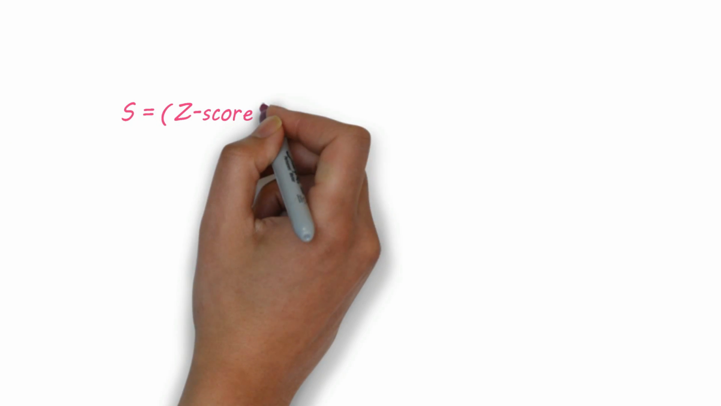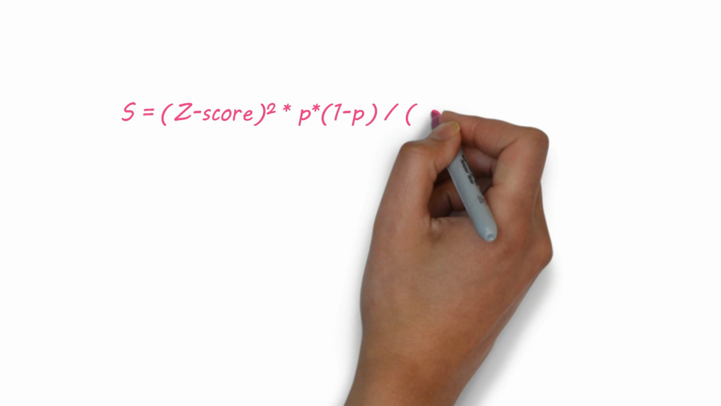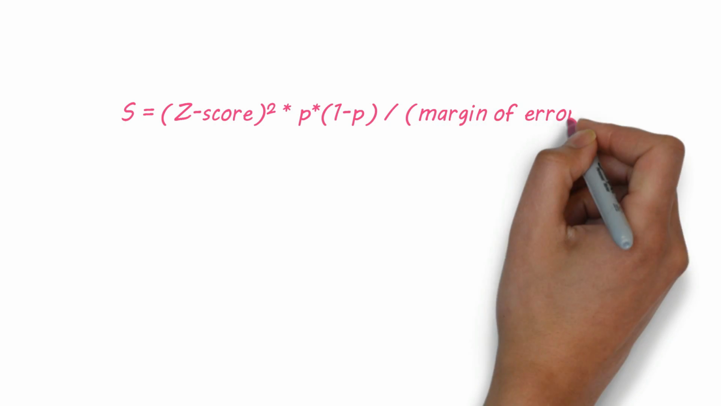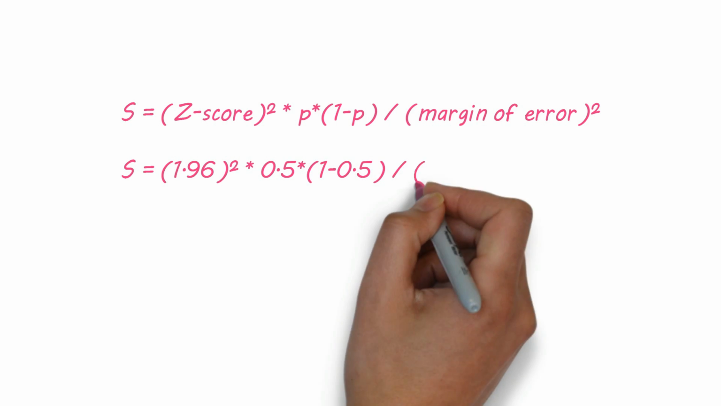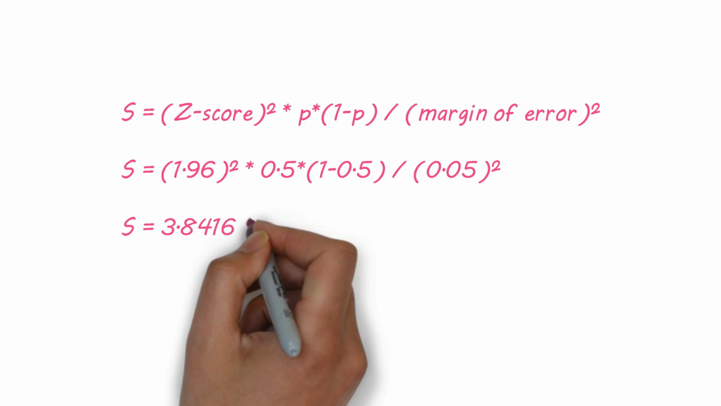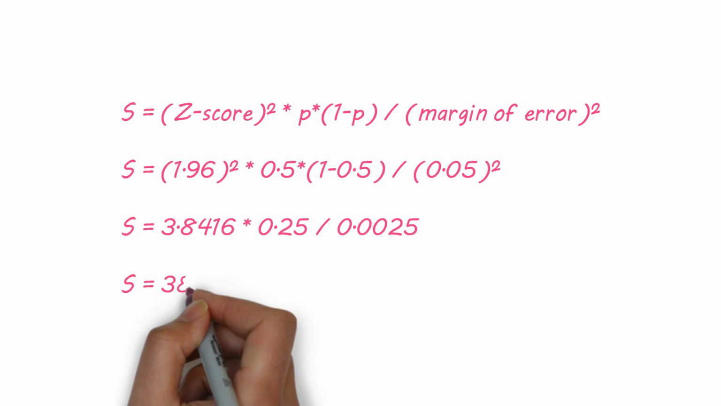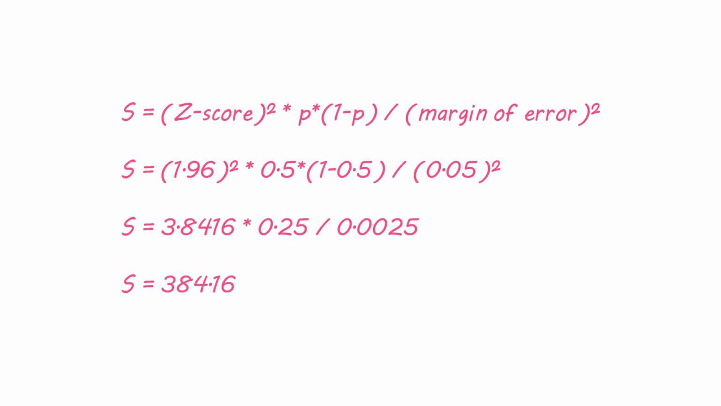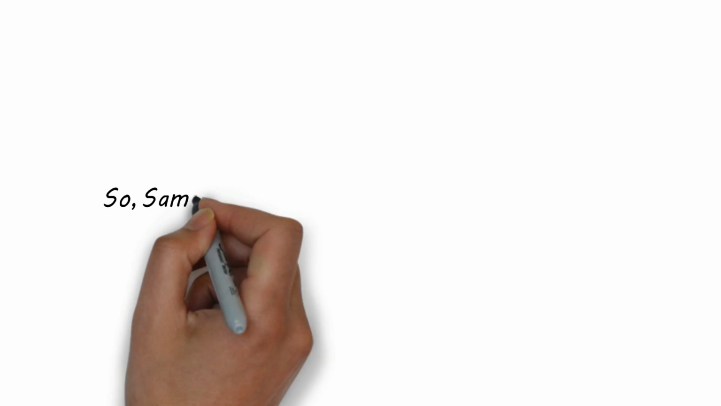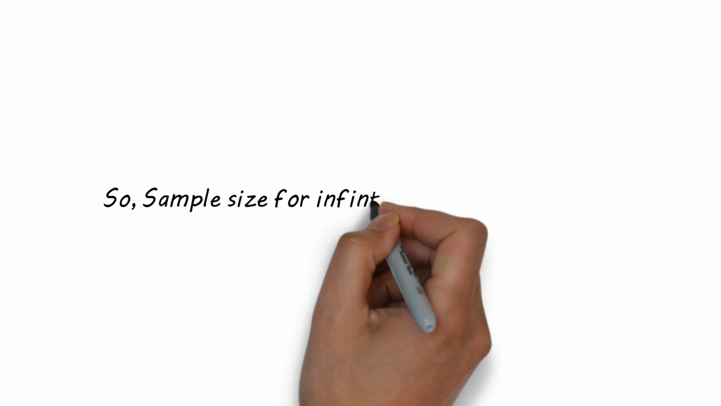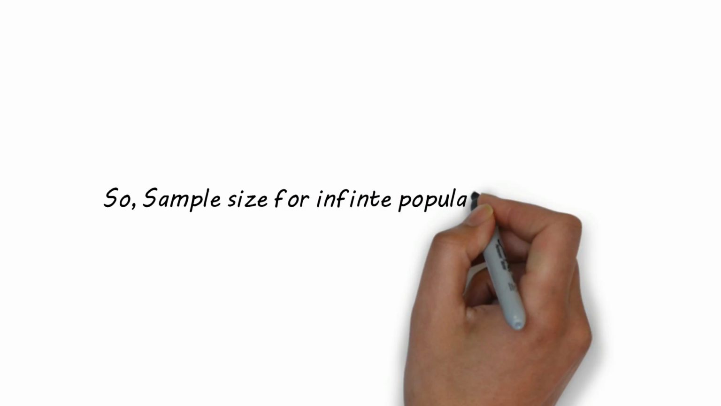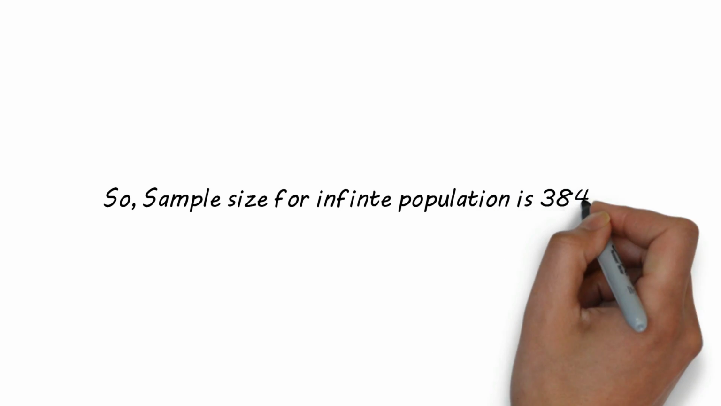P is 0.5. M is 0.05. If I substitute all the values in the given formula, the sample size for infinity population is 384.16. So, the sample size for infinity population is 384.16.